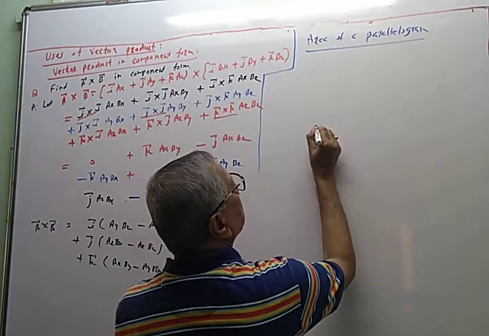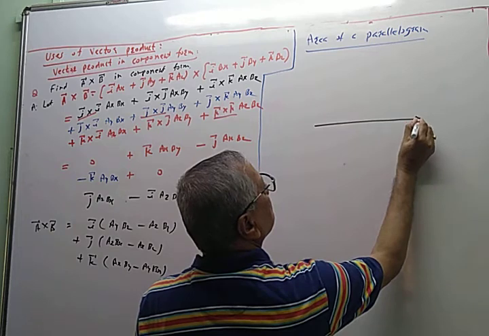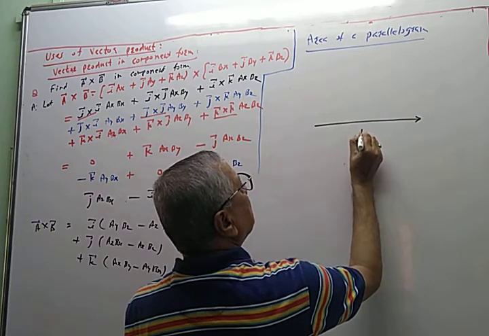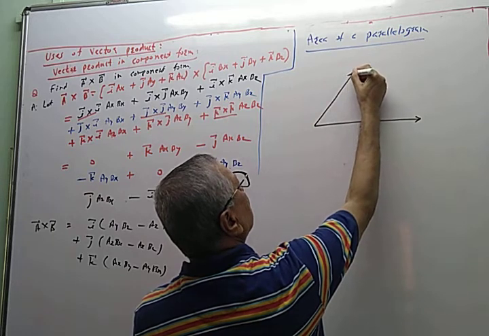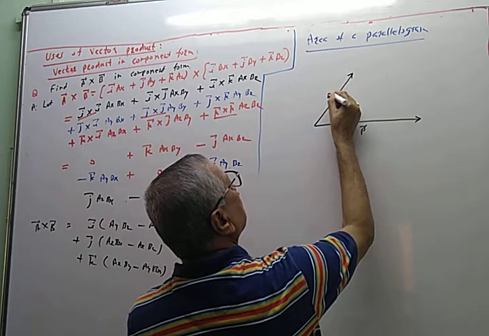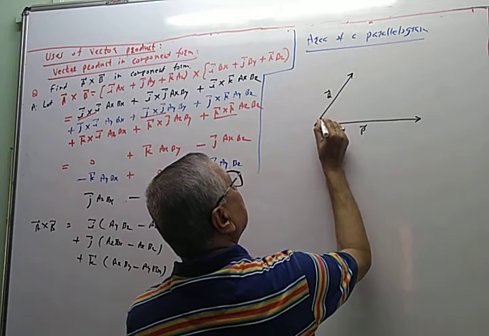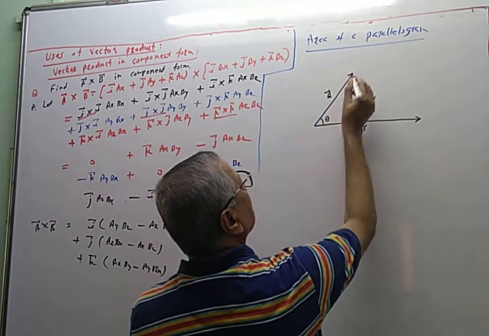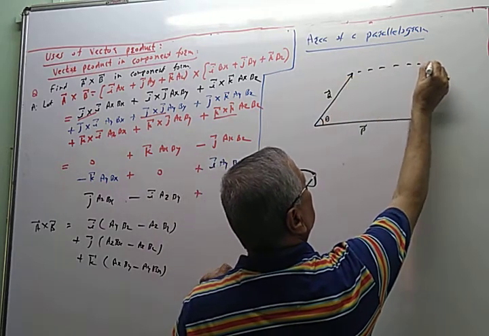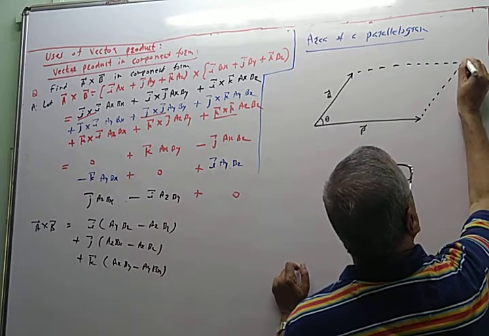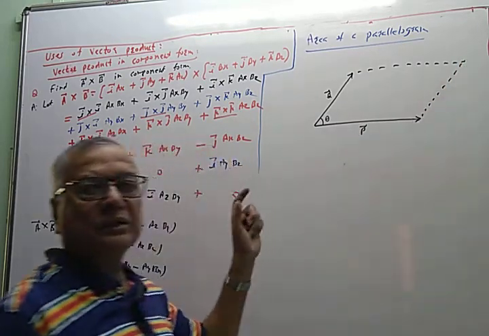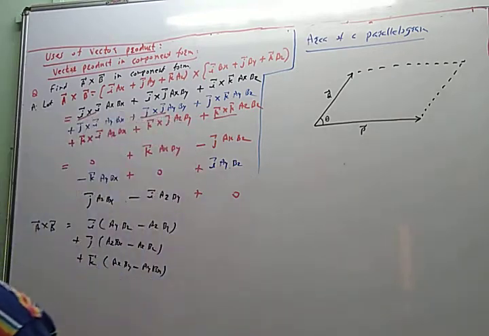Suppose this is vector P, this is vector Q, this angle is theta, then complete the parallelogram. So this is the parallelogram, and we have to find the area of the parallelogram.